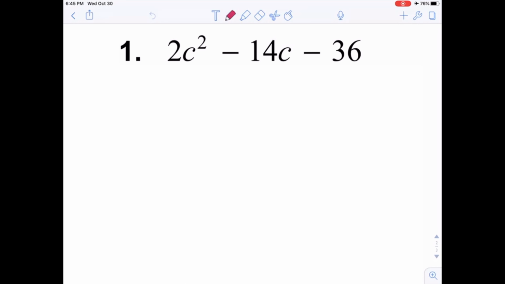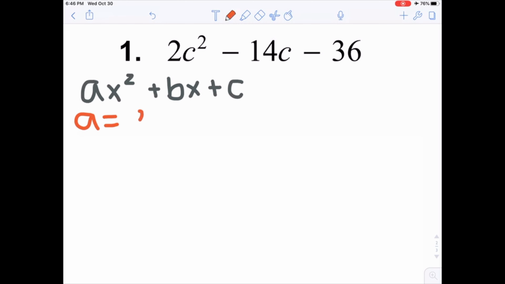So remember, the standard form of a polynomial looks like ax squared plus bx plus c. So when we're looking at this particular polynomial on question number 1, we can see that a equals 2, b equals negative 14, and c equals negative 36. It's important to note that they are negative. The negative or the subtraction sign that's in front of the number stays with the number.